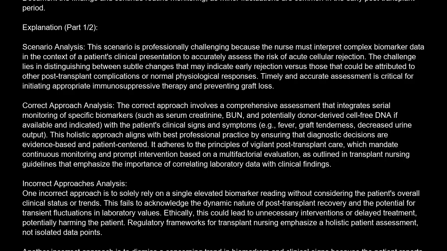Ethically, this could lead to unnecessary interventions or delayed treatment, potentially harming the patient. Regulatory frameworks for transplant nursing emphasize a holistic patient assessment, not isolated data points. Another incorrect approach is to dismiss a concerning trend in biomarkers and clinical signs because the patient reports feeling fine. Patient-reported well-being is important, but it cannot override objective clinical and laboratory evidence of potential rejection.